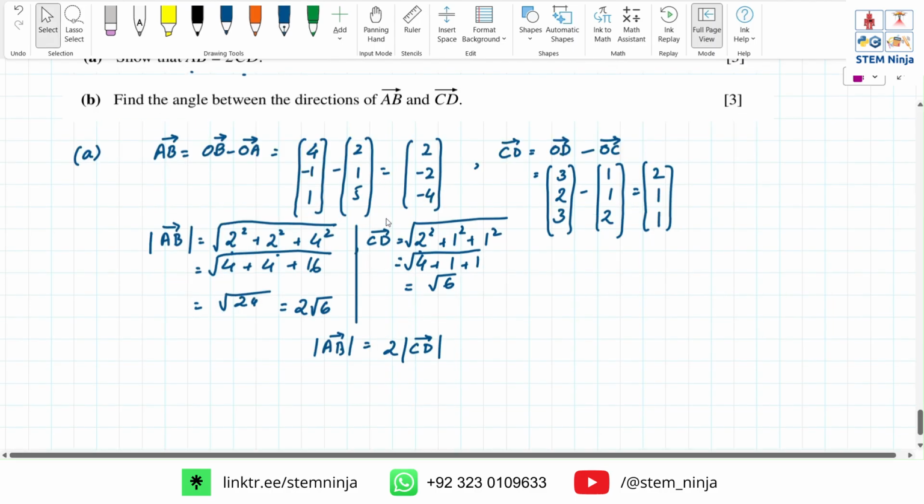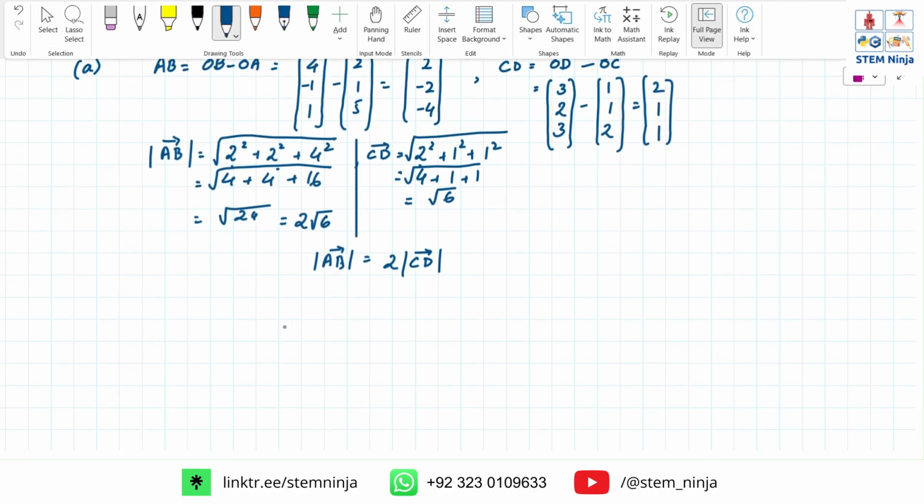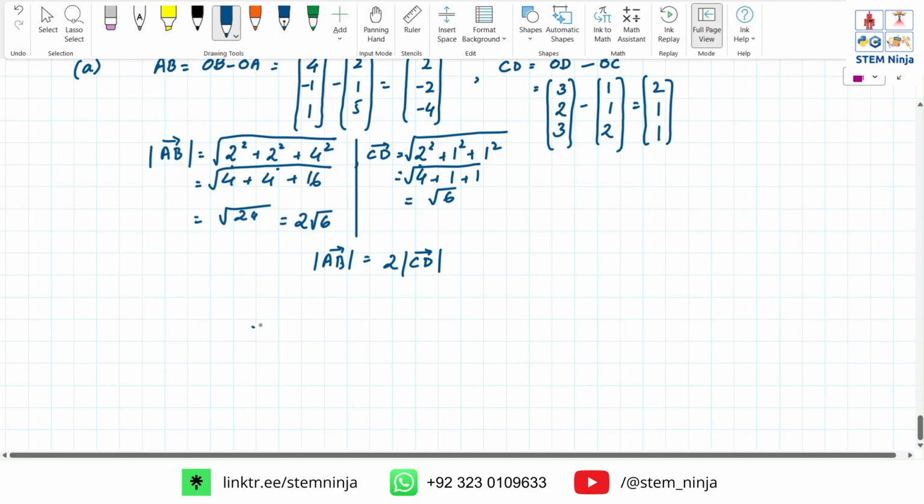Method 2 relies on the parallel lines idea with what we just did. So if we have AB, if we want to see whether these two are parallel or not, we write lambda times this. So 2, 1, 1.